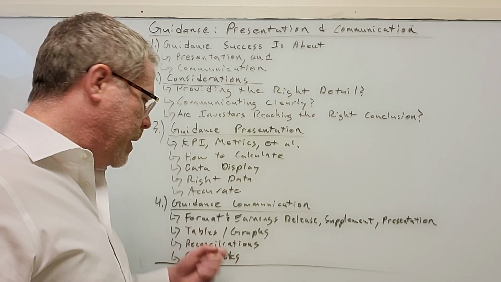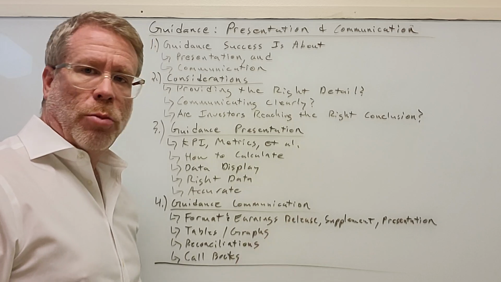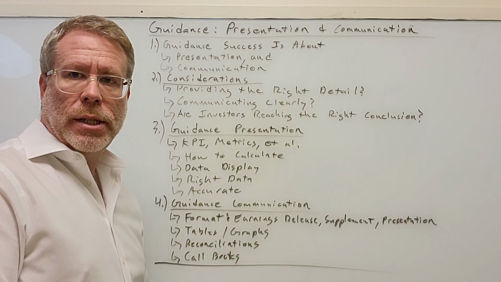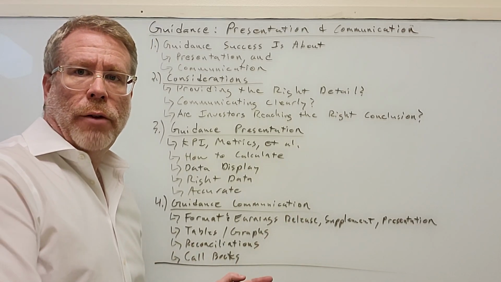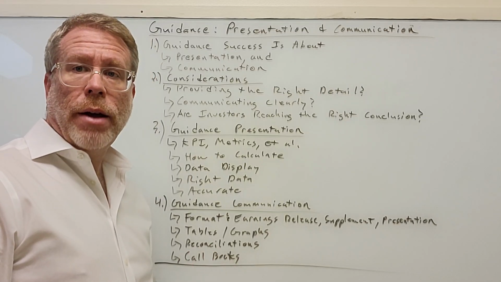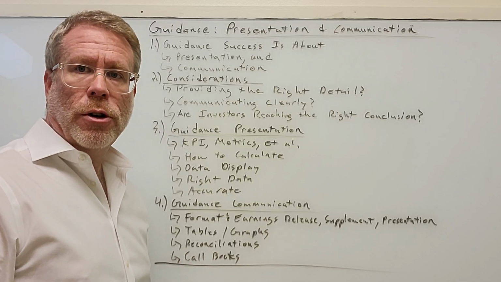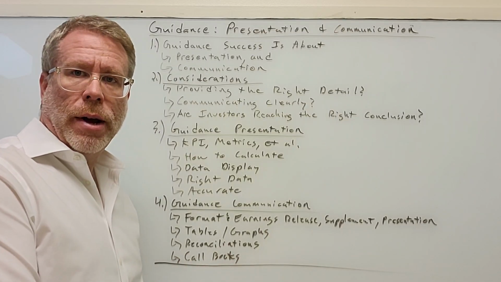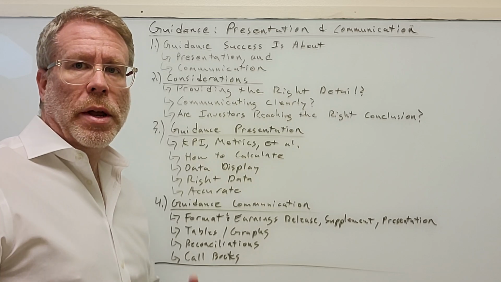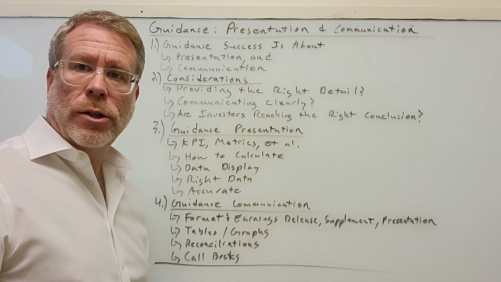And then second is, do I need to consider using tables or graphs? And this gets to the presentation point. Sometimes investors will be able to digest this guidance a little better if you put it in a table or a graphical format. Third, are you providing the right reconciliations? And this is really important if you're a company that's using non-GAAP measures. If you're not providing the necessary reconciliations, then your guidance may not be interpreted as clearly and concisely and optimally as you would like.